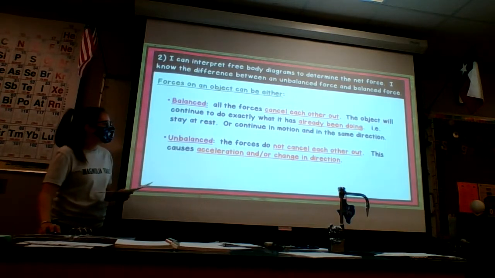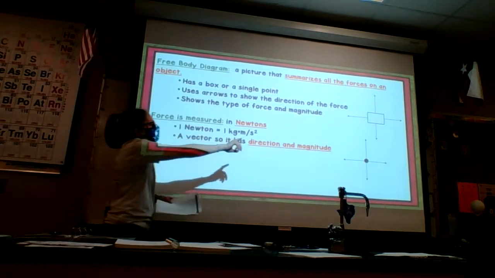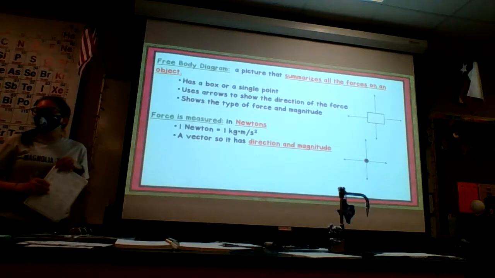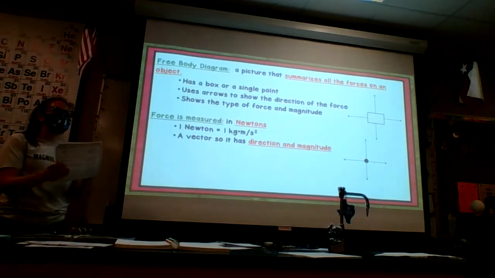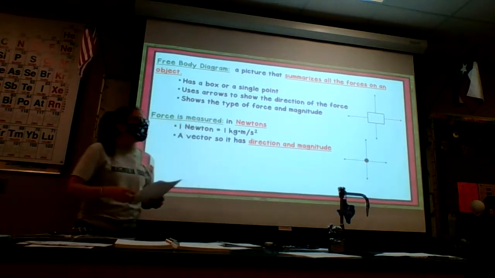All right, here we go. So these are free body diagrams to the right. Okay, we're going to write down a little bit of information about them. All that a free body diagram is, it's a summary of what's going on. Okay, it's a summary of what forces are happening on a certain situation.